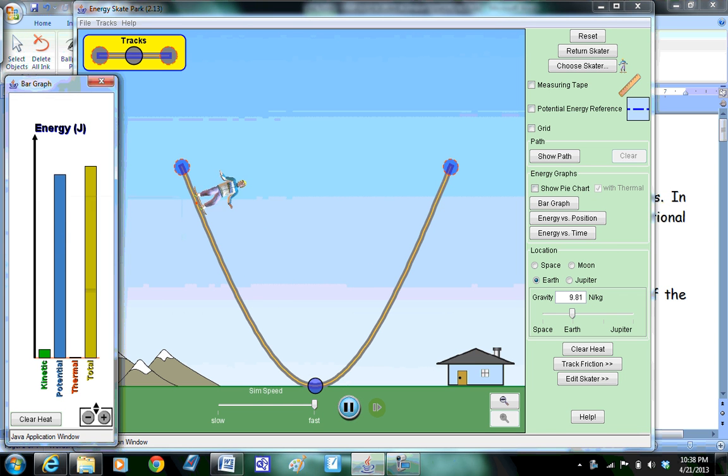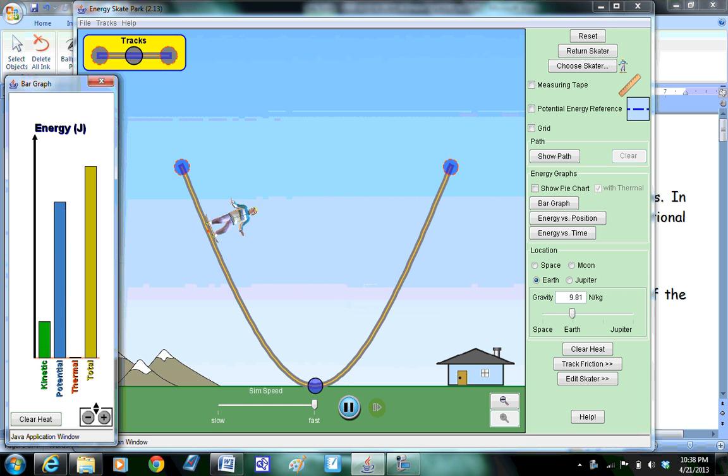Hi everybody, today we're going to be looking at energy transformations. So far we've looked at different forms of energy. We've also looked at how we can calculate gravitational potential energy, kinetic energy, and work. So today we're going to be looking at what happens when energy changes from one form into another.